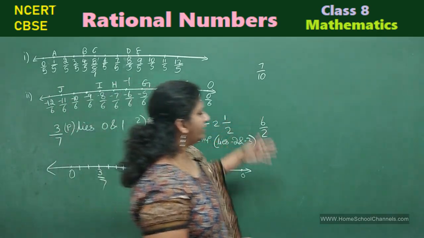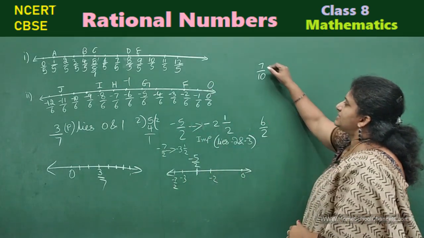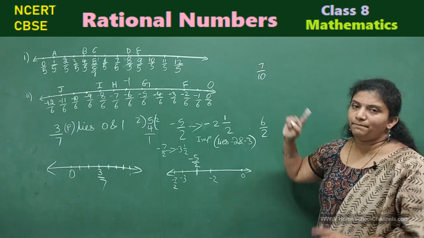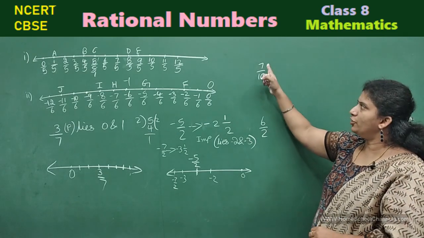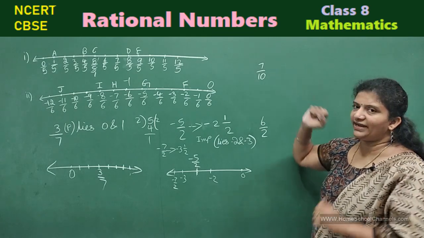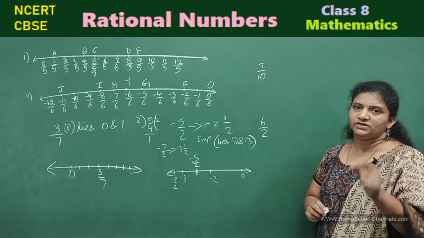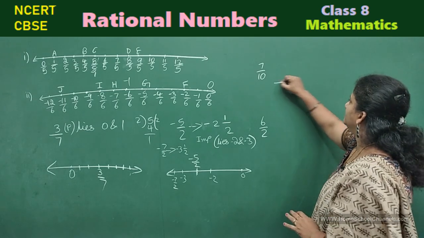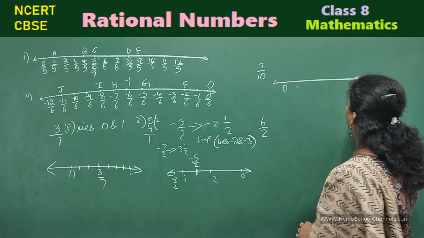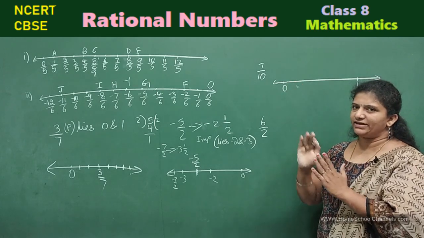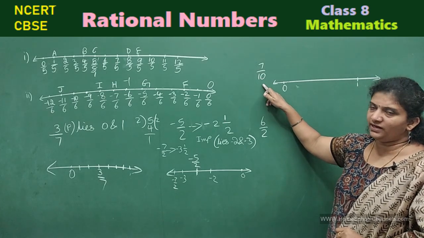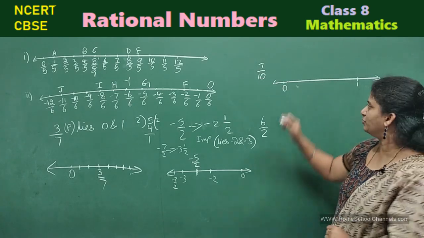Next, other 2 examples here. 7 by 10, mark on a number line. It is a proper fraction. The numerator is smaller than the denominator. Proper fraction, where does it lie? It lies in between 0 and 1. 0, 1. Okay, I have expanded it a little. How many parts do I need to divide this into? 10 equal parts I need to do.